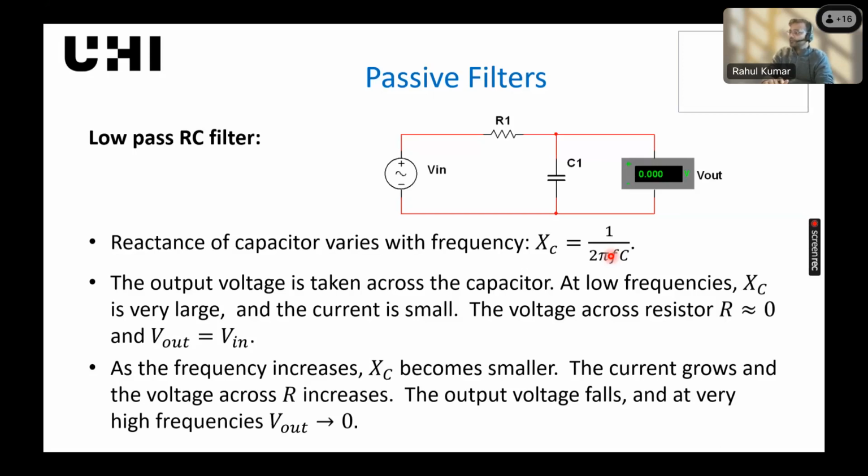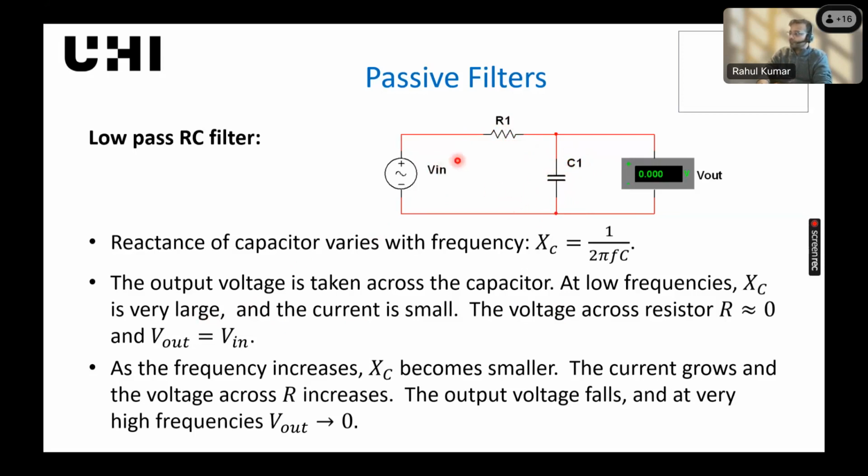So that's why we'll have different reactance at different frequencies. At low frequencies, the value of Xc will be very large. For smaller frequency, Xc will be very large. So the current will be small. The current flowing through this resistor will be very small, and the voltage across this resistor will also be small, according to Ohm's law. And we end up getting a large voltage across the capacitor.